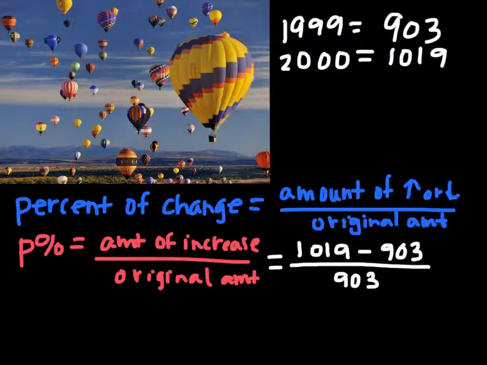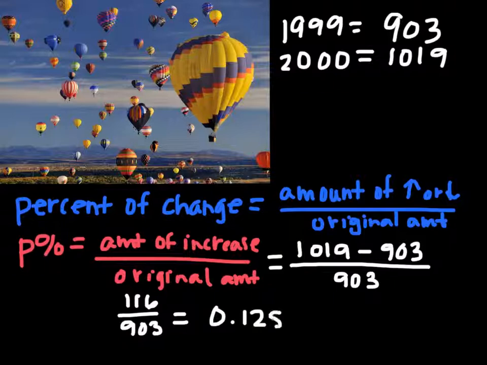Now we subtract and then divide to solve. We find that there were 116 more balloons in 2000 than there were in 1999. And dividing gives us an approximate answer of 0.128, which we then convert into decimal form to show percent. 12.8% is the amount of increase between the 2 years.